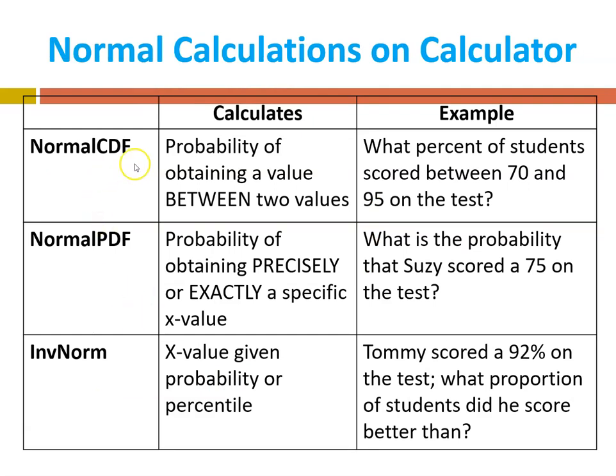So a little bit about the calculations on the calculator. Like we said, normal CDF gives you the probability of obtaining a value between 2 values, and that can include the infinite idea. There is a normal PDF, and that tells you the probability of precisely doing something. And then inverse norm gives you the x value based on a given probability or percentile. So that type of question might look like, Tommy scored a 92% on the test. What proportion of students did he score better than? Something for us to know, we will never, ever, ever use normal PDF in this course. Okay? Do not do it.